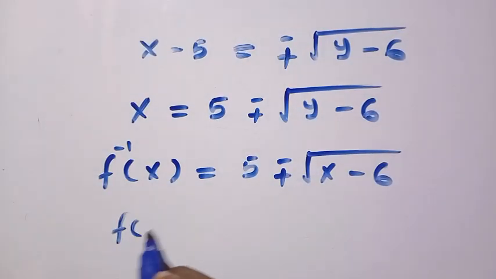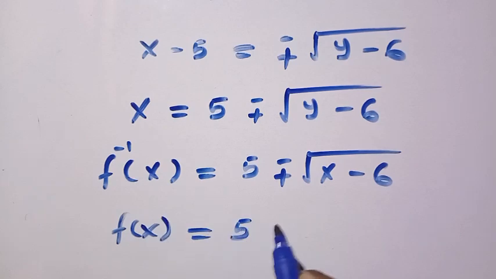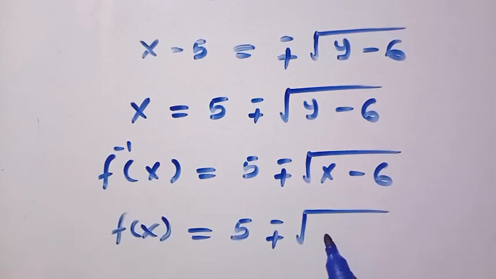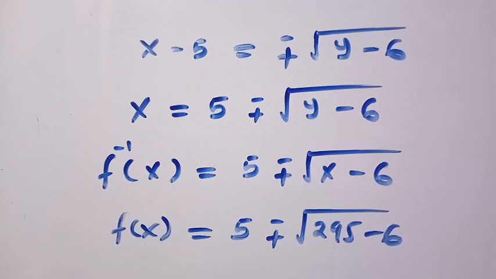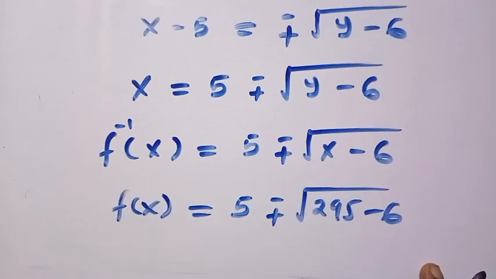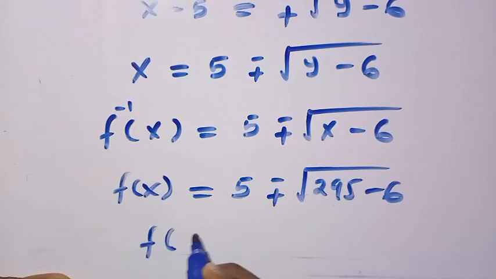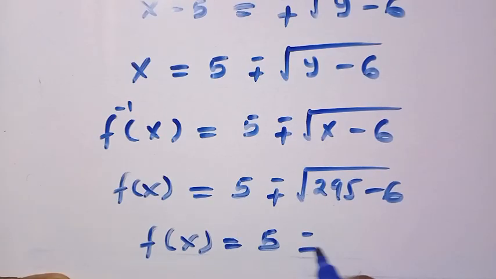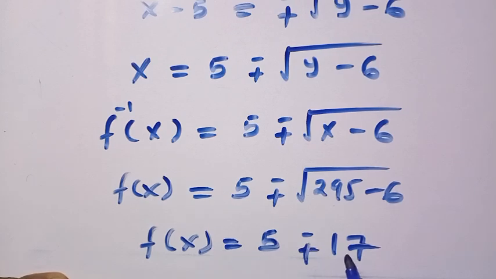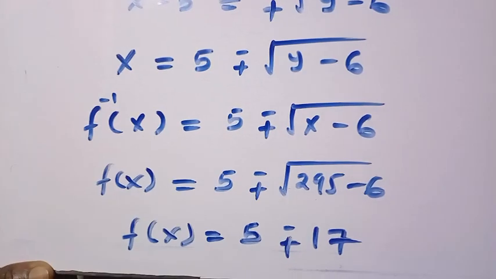So changing this one, we have f of x equals 5 plus or minus the square root of, instead of x, we replace it with 295 minus 6. And 295 minus 6 equals 289, and the square root of 289 gives us 17. Therefore, f of x equals 5 plus or minus 17. So this is what we have for f of x. But we still need to find x, and we have to separate this also: f of x equals 5 plus 17 and f of x equals 5 minus 17.